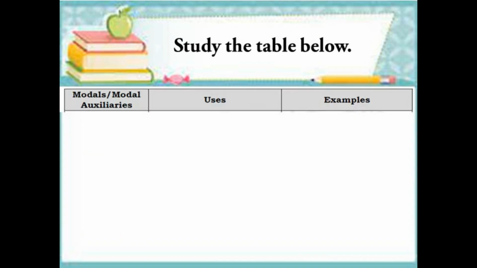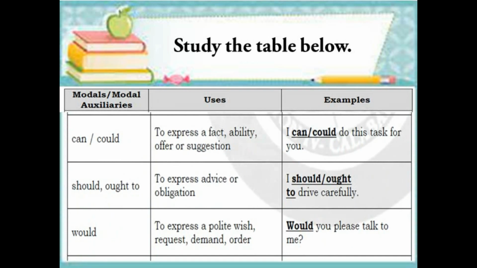Next modal, can or could. To express a fact, ability, offer, or suggestion. Examples: I can, could, do this task for you. Next modal is should or ought to. Use to express advice or obligation. Example: I should, ought to drive carefully. Next modal is would. Use to express a polite wish, request, demand, order. Example: would you please talk to me?